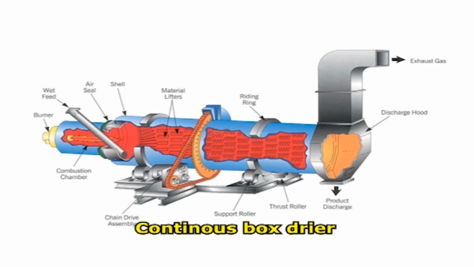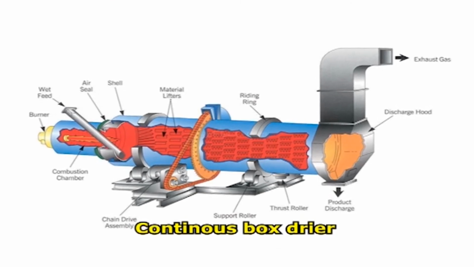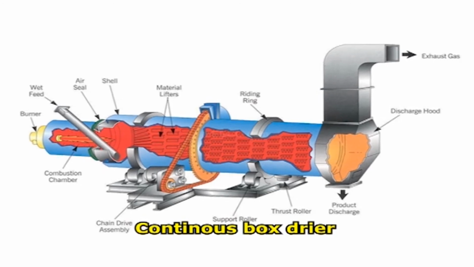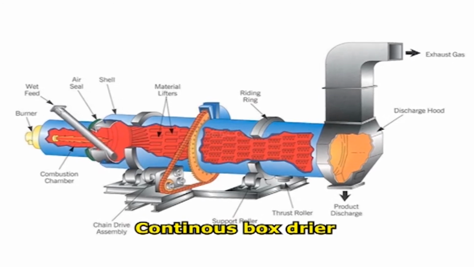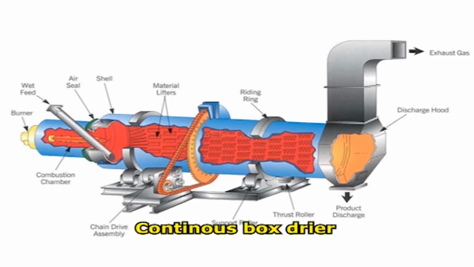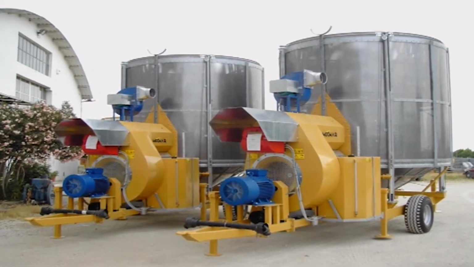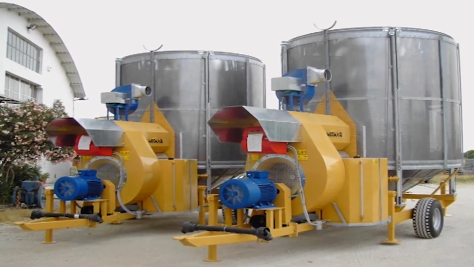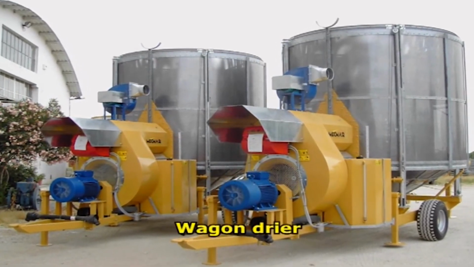A continuous box dryer is a large dryer where perforated boxes that hold a large quantity of seeds move into the dryer and are held until dried. As one box dries, another box moves into the dryer. A continuous box dryer can also be called a wagon dryer.